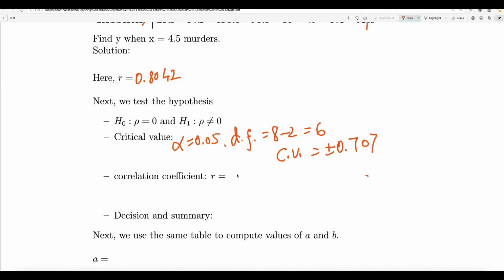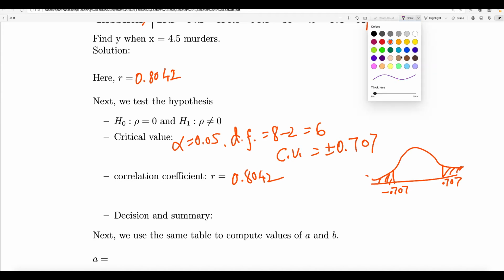So R is 0.8042. Let us make a T curve here, right? The critical values are negative 0.707 and positive 0.707. And how about the regression value? The value falls here because it is bigger than 0.707. 0.8042 is here, right? So we reject the null hypothesis.